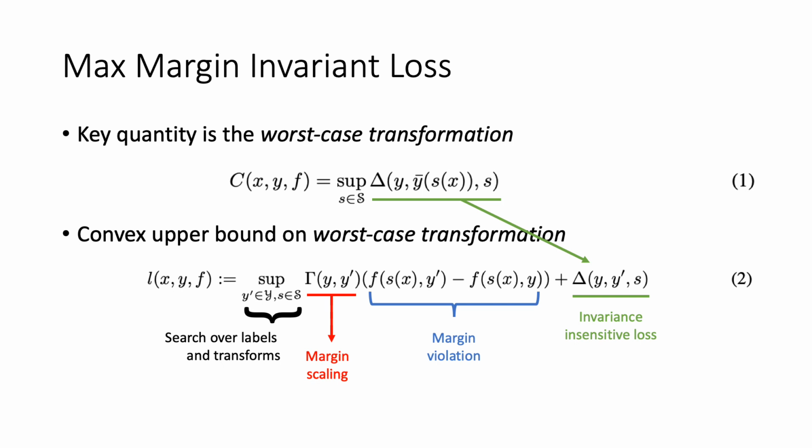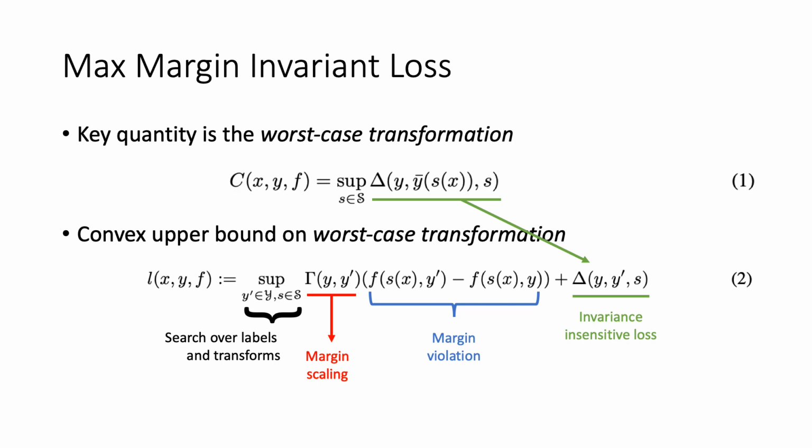In the experiments, they set all of this to 1, but what it does let you do is basically give a relative importance to the margin violation with respect to the invariance insensitive loss. So if you don't want the margin violation to contribute too much and you want the invariance loss to really dominate this equation, you'd set your margin scaling as some fraction. You basically find the worst label transformation combination that your classifier could possibly encounter, and that is going to be your loss function value.